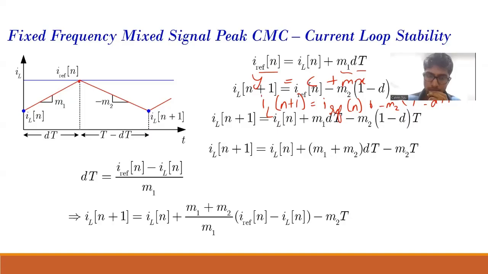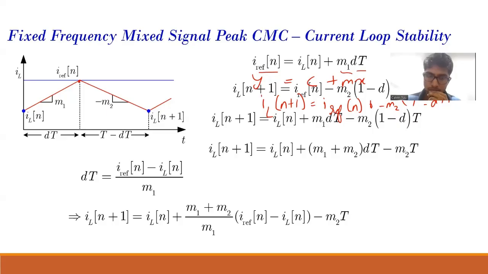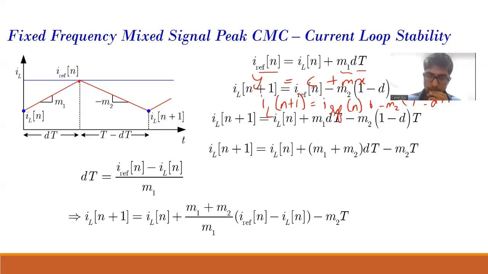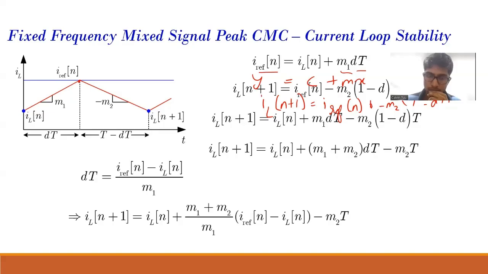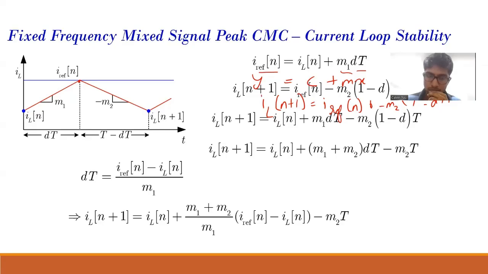I think that time I made a sign mistake. Instead of M2 we had substituted M1. So for valley current control, you have to do the same thing, but just the reference will be at the valley point instead of the peak point. That you can do.